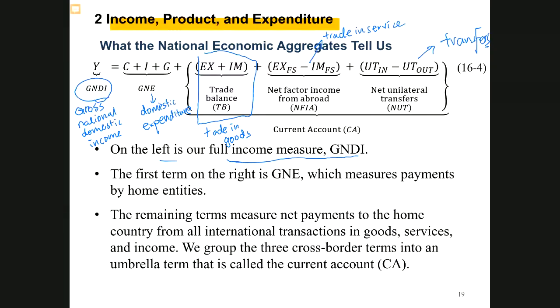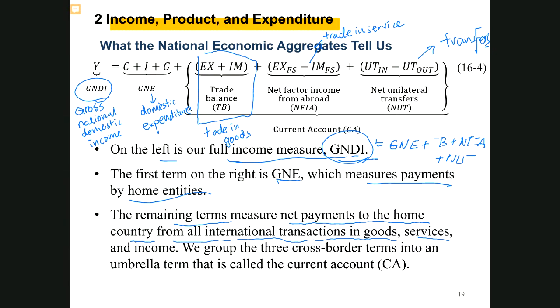Okay, so that's the broadest, the widest definition of the national account. I don't want to repeat one more time. So it's larger than GDP, larger than GNE. Okay, GNE is the measure of the home entities. The remaining terms measure the net payment to the home country from all international transactions: goods, services, and income.